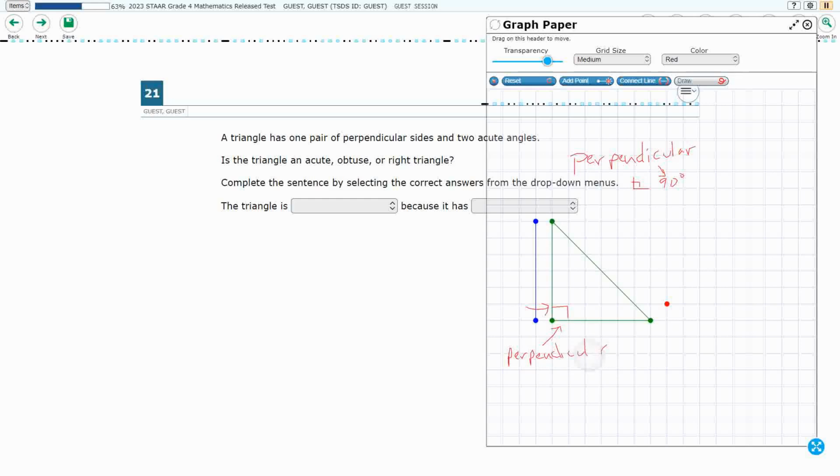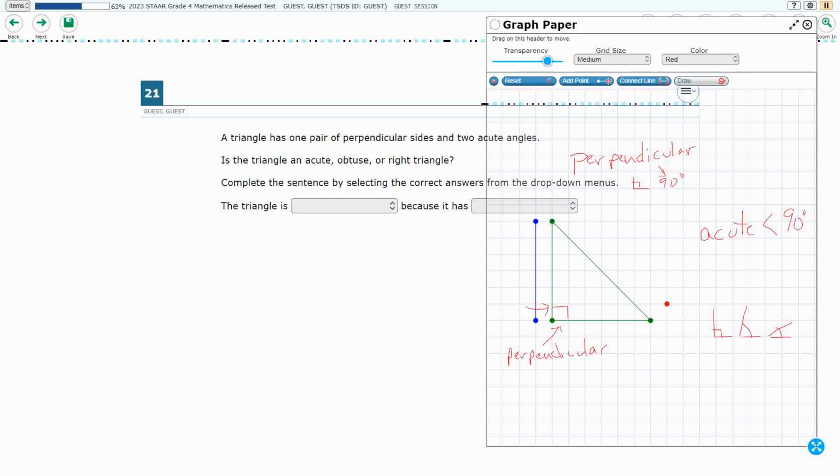Now, it says we also need two acute angles. Well, what does that mean? Acute means it is going to be less than 90. Okay, so it could be a whole range, right? So if here's your 90-degree right angle like this, acute is going to be anything less than that. So it could be just a little bit less than that. That's an acute angle. It could be a whole lot less than that. It just can't be 90 or it can't be larger, okay?